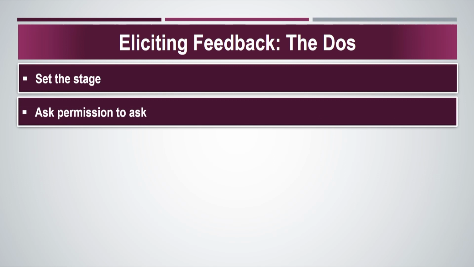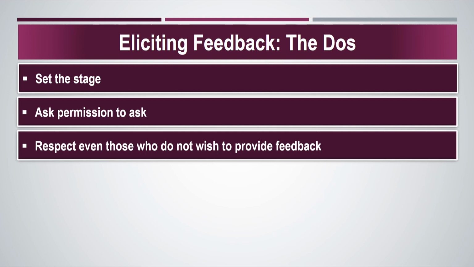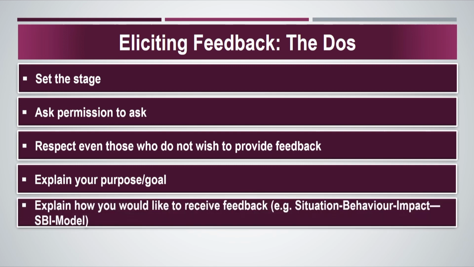Ask permission to ask whether I can take your feedback. Sir, whether you have time to give me feedback, whether you can spare some time. So, ask permission to ask for the feedback. Respect even those who do not wish to provide feedback. Explain your purpose, which is very important. Unless you tell the purpose for eliciting feedback, the person will not be able to give the feedback which you are expecting. Explain how you would like to receive feedback based on your situation, behavior, and impact model.